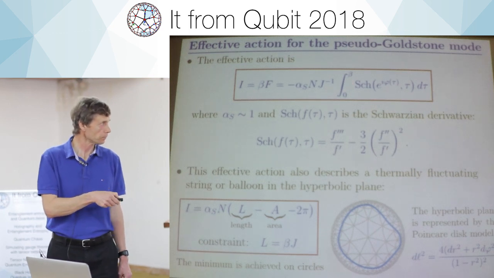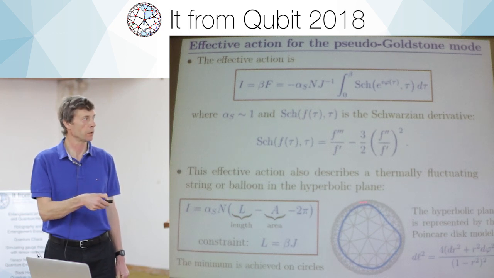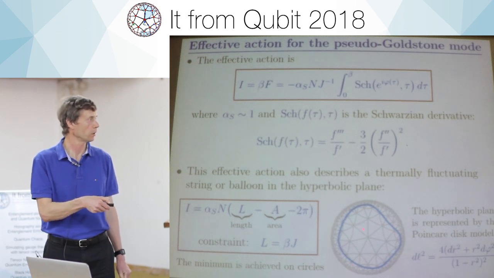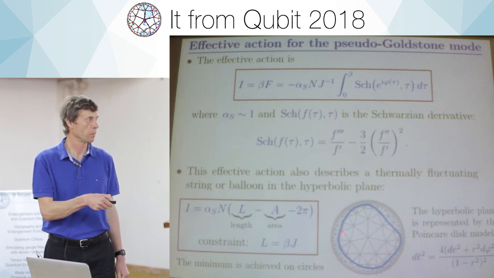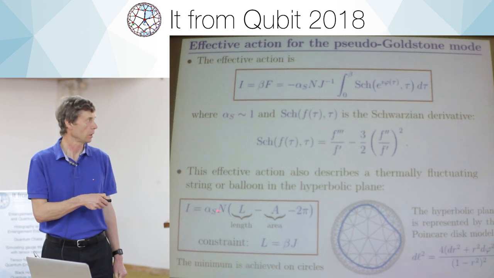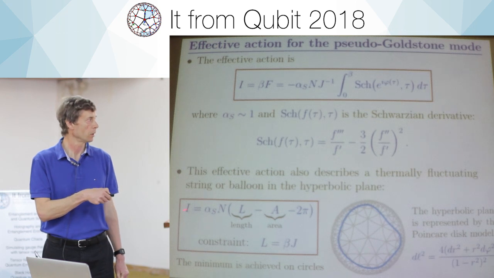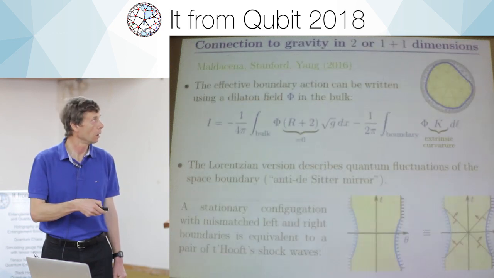And the same model describes a geometric problem. If we take the hyperbolic plane, this is a picture of the hyperbolic plane, and consider, say, a balloon in the hyperbolic plane, or we may say it's a string or some membrane on the hyperbolic plane. And its energy depends on the length and on the enclosed area. In this way, if we rewrite this expression in suitable coordinates, we'll recover this formula.